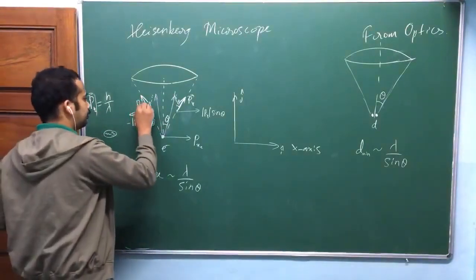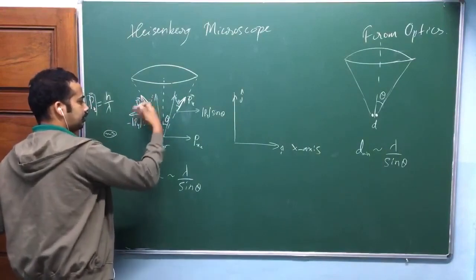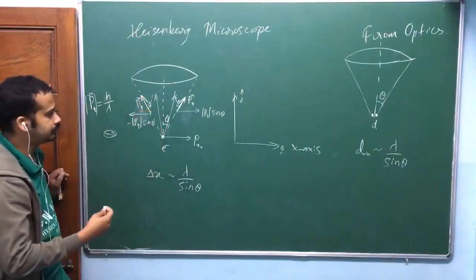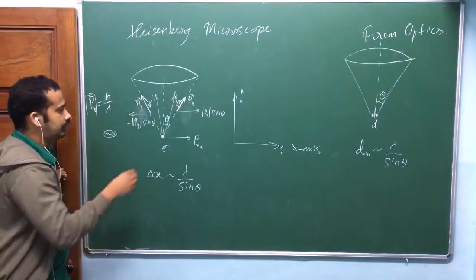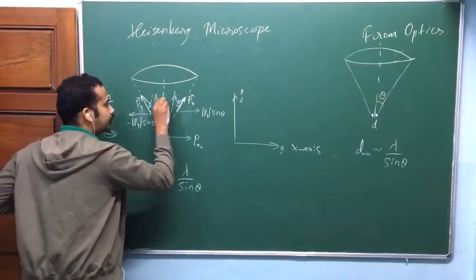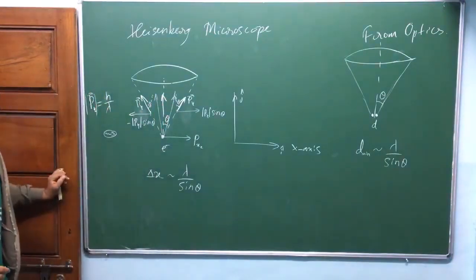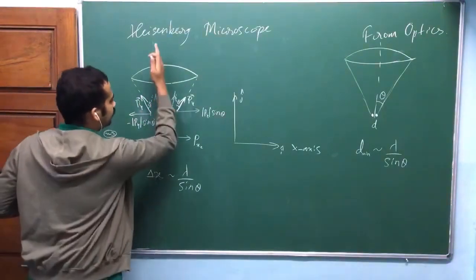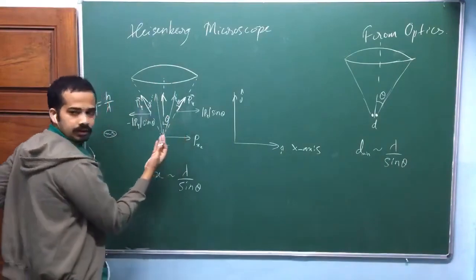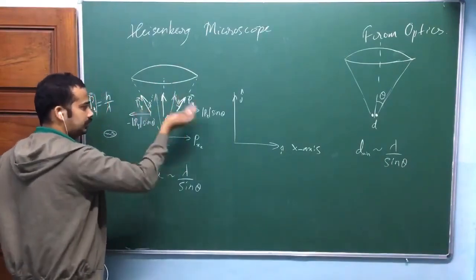This is the P gamma vector. This is the P gamma vector component. Again, if a photon moves in this direction, it has no x component. It has 0 x component. If a photon moves vertically upward, it has 0 x component. If a photon moves like this, it has some x component.